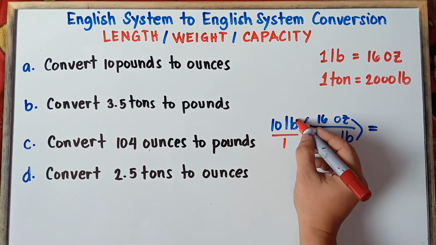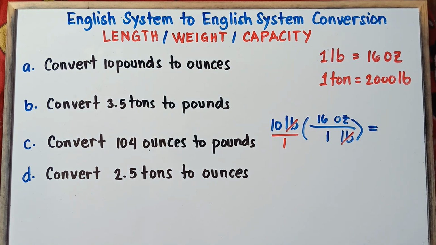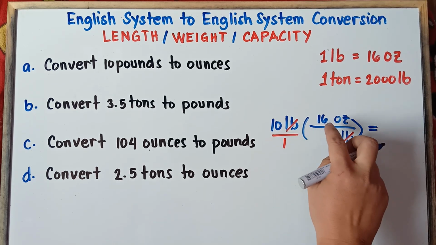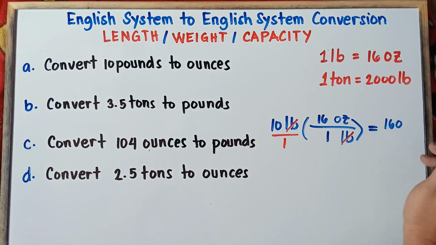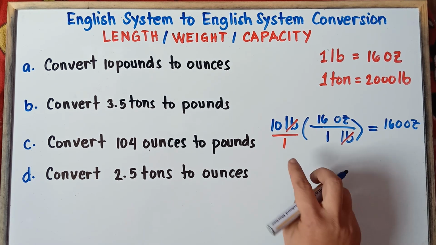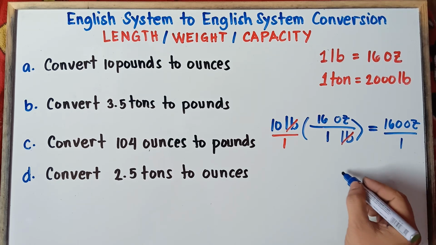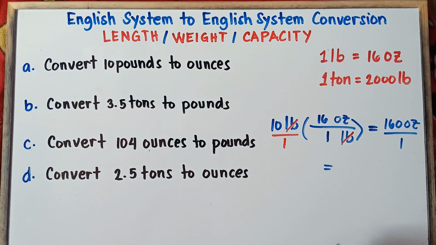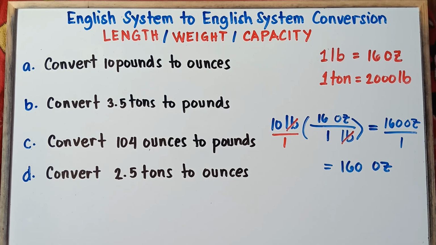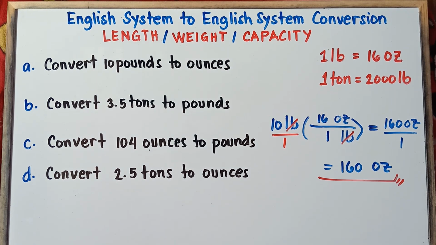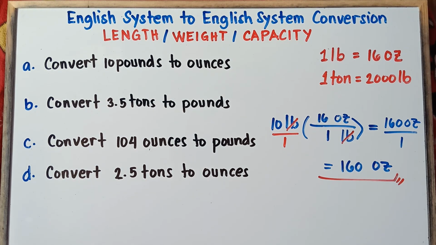And then cancel out the units, cancel pounds. And then simply multiply 10 times 16. That would be 160. And then do not forget the units, ounces. Alright, and then 1 times 1 is 1. So 160 divided by 1, the answer is 160. Do not forget the units, ounces. So therefore, 10 pounds is equivalent to 160 ounces. That's it, class. That's the answer for letter A. Easy, right, for letter A? Alright, so let's have letter B.